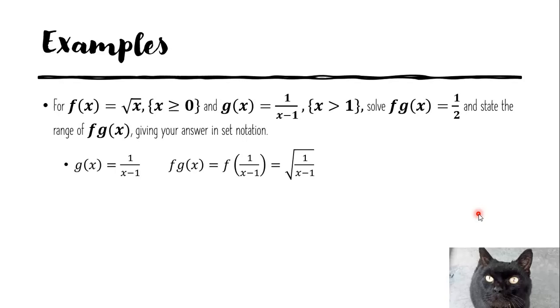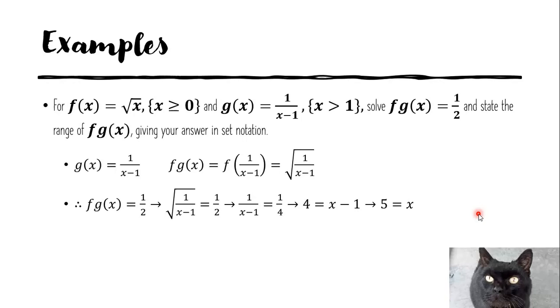So, first thing we're going to do, if g(x) is 1 over x minus 1, and that means that f(g(x)), well, to do that, we're going to replace all the x's in f(x) with g(x), or 1 over x minus 1. So we're going to end up with the square root of 1 over x minus 1. That is what f(g(x)) is. We're going to solve that equal to a half. So 1/2 equals the square root of 1 over x minus 1.